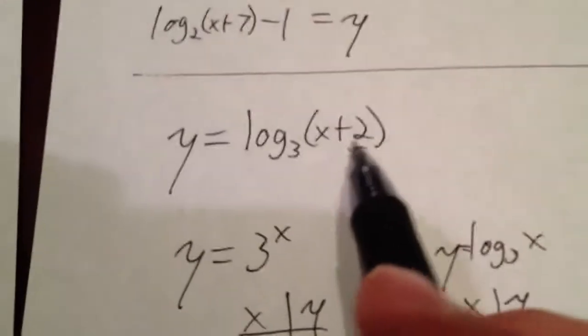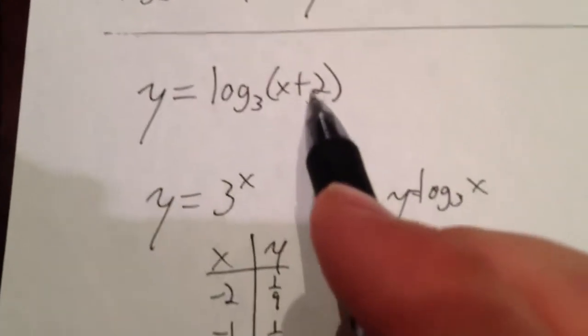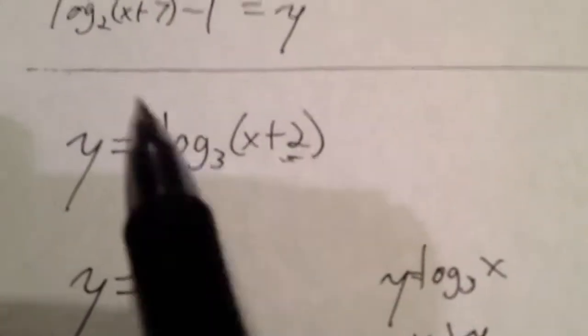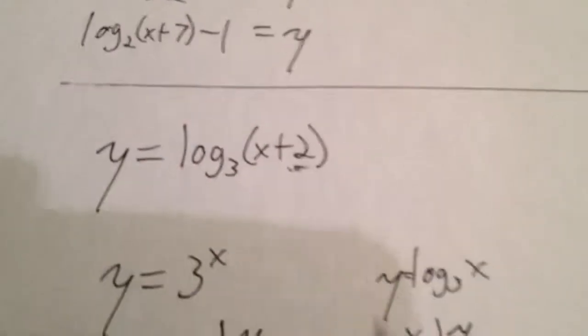So then what in the world does this +2 do? Well, the exact same thing that it does when we looked at graphing an exponential function that looks like this. Remember the +3 here? We took the opposite of this, and it takes it and moves it left 3 spaces. So guess what? This one would take log base 3 and move it left 2 spaces.